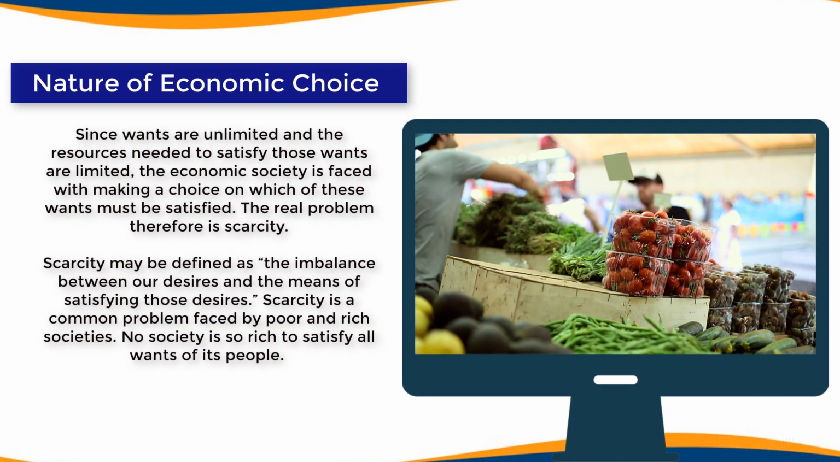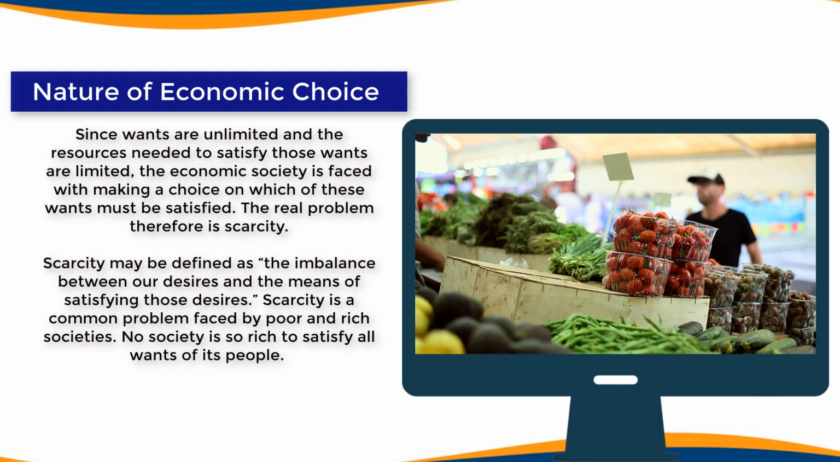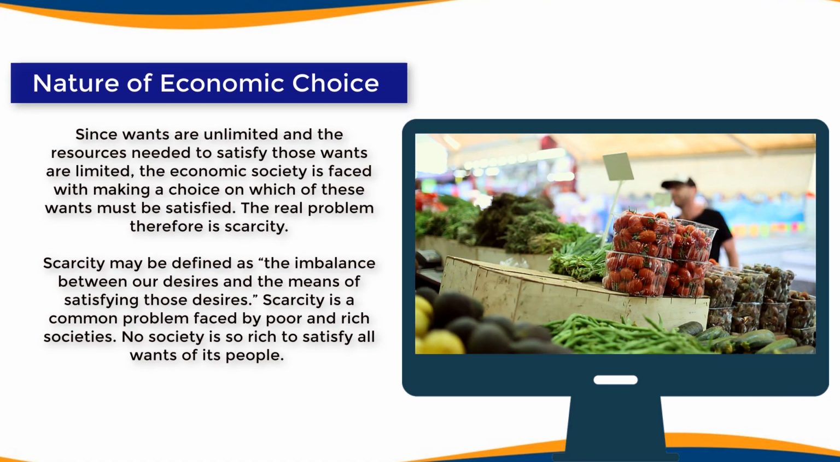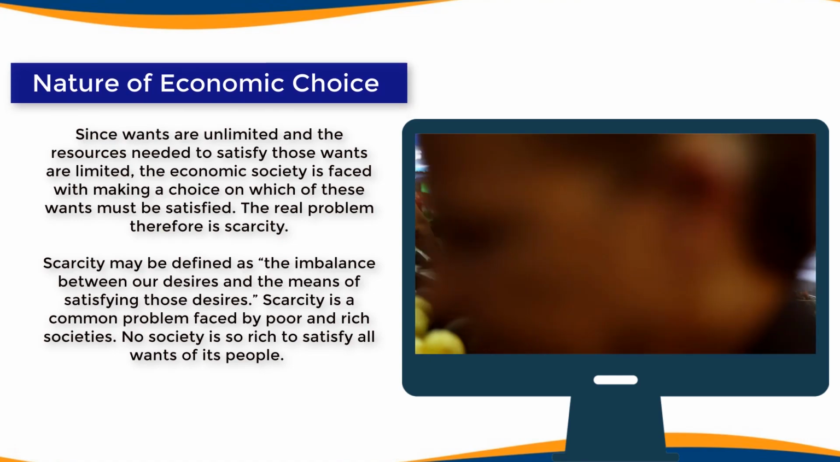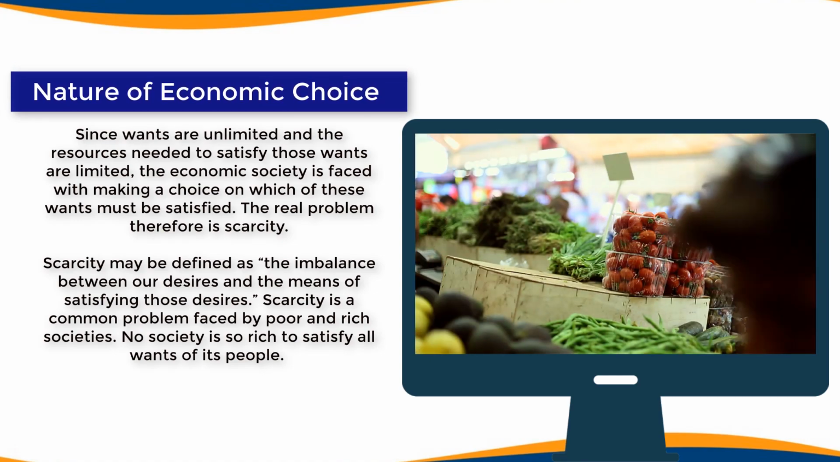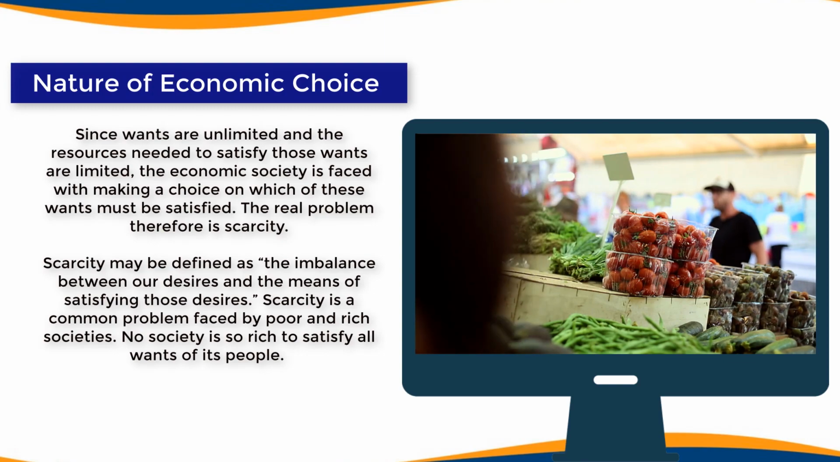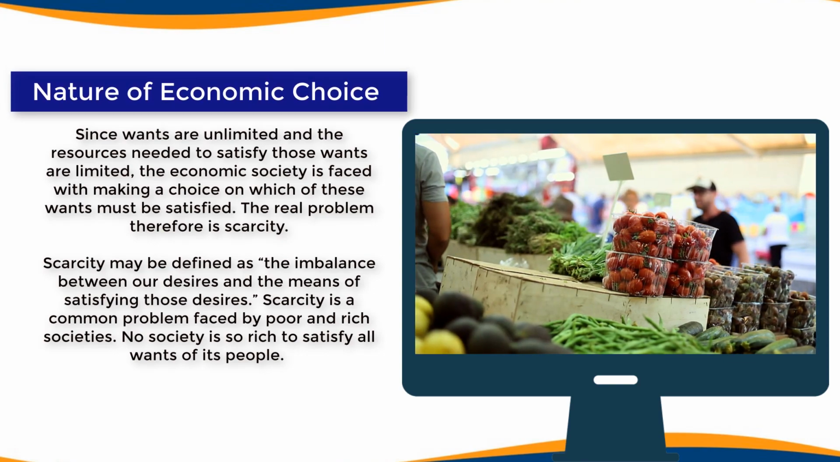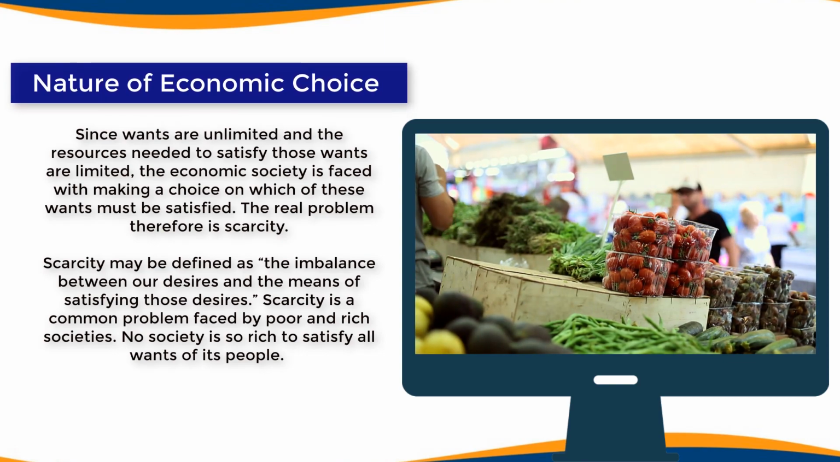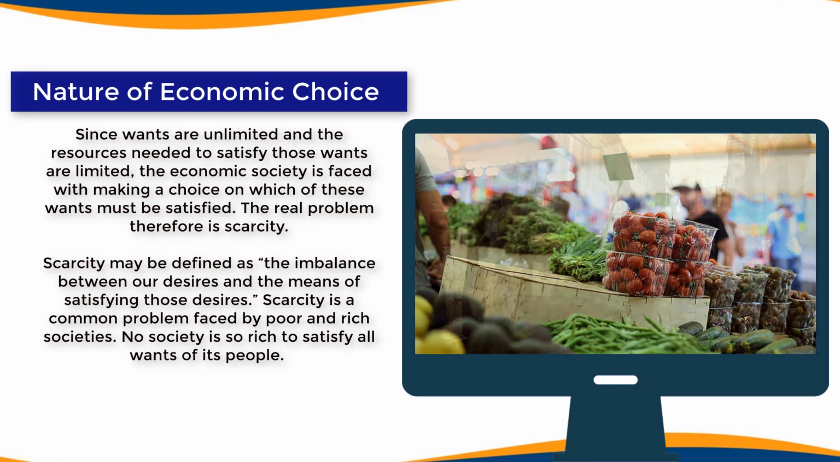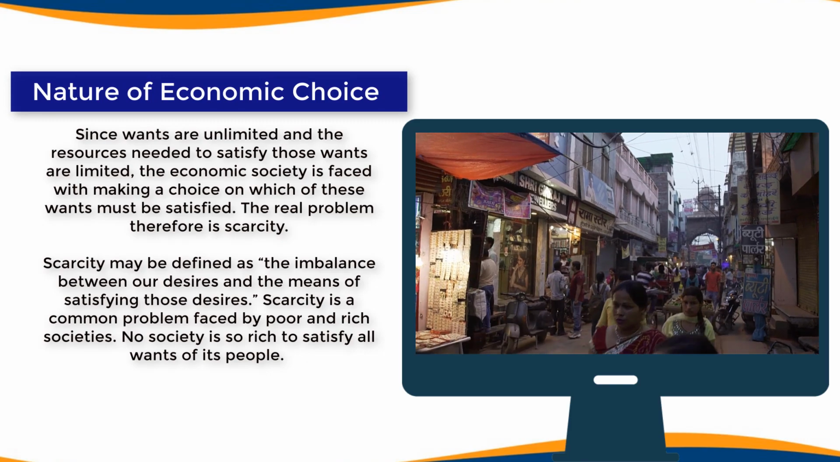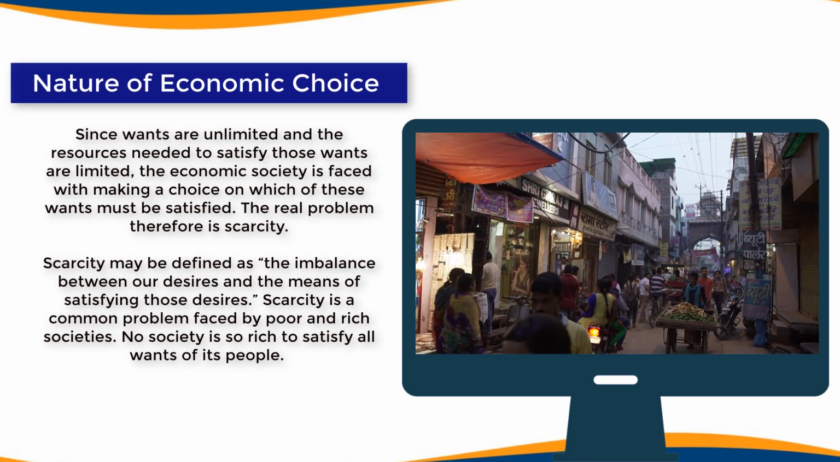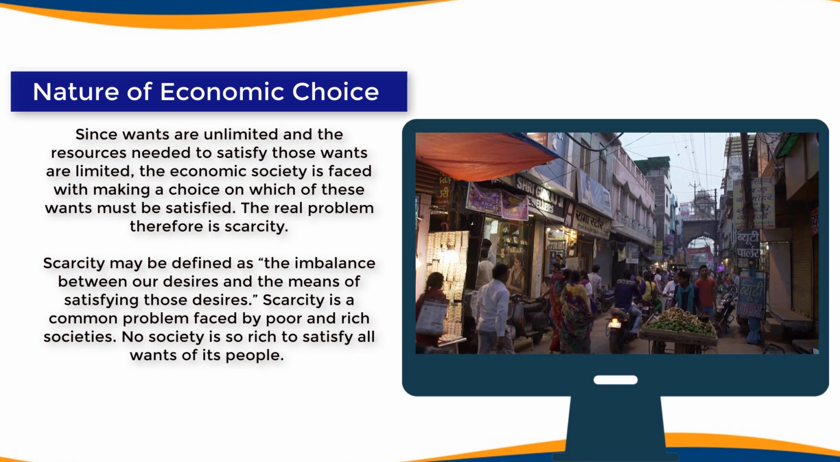The nature of economic choice. Since wants are unlimited and the resources needed to satisfy those wants are limited, the economic society is faced with making a choice on which of these wants must be satisfied. The real problem, therefore, is scarcity. Scarcity may be defined as the imbalance between our desires and the means of satisfying those desires. Scarcity is a common problem faced by poor and rich societies. No society is so rich to satisfy all wants of its people.